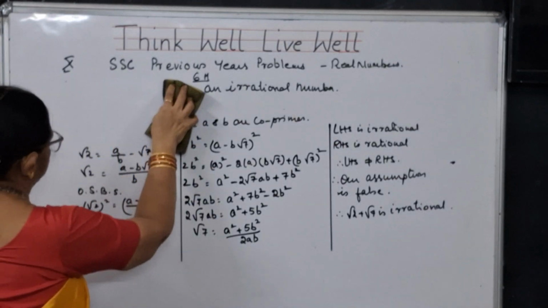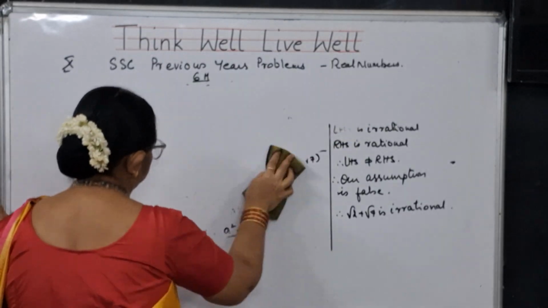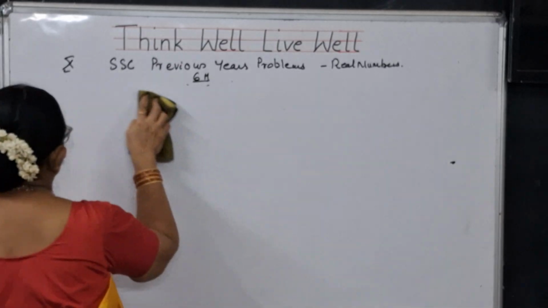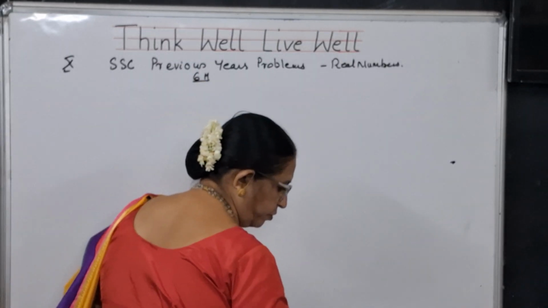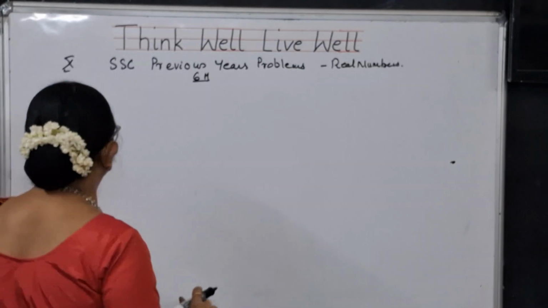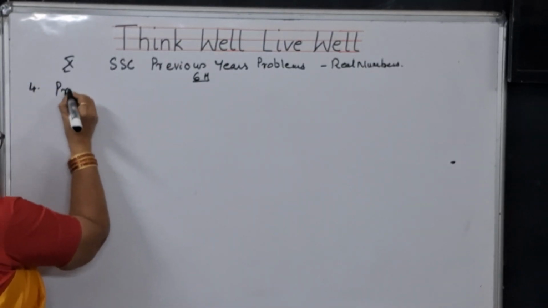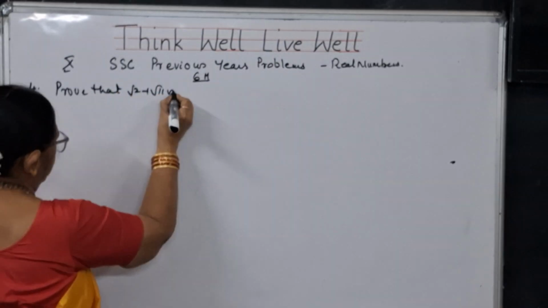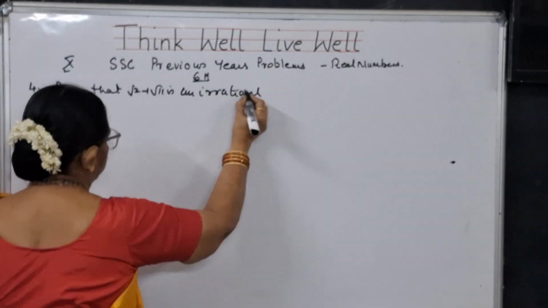Now we'll see the next sum. The next one, this is the fourth one, you have to prove in the same way: prove that root 2 plus root 11 is an irrational number.